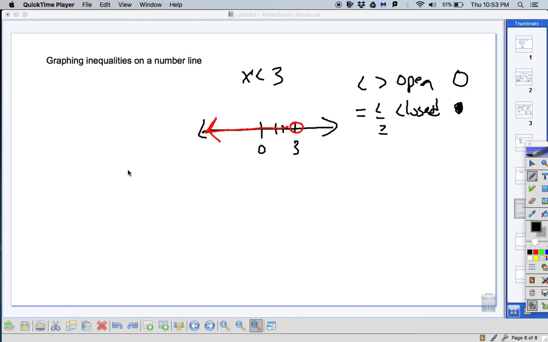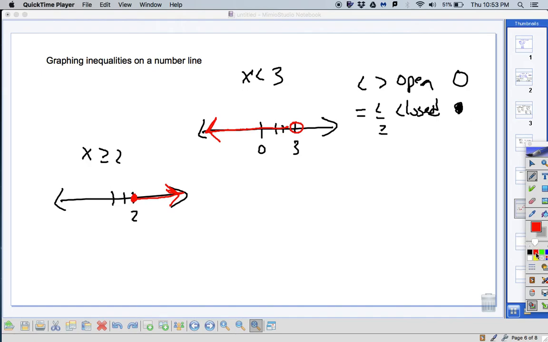Now let's say that I have something like x is greater than or equal to 2. So here I'm going to go to 2 on the number line. Because it's the "or equal to," we're going to have a closed circle, so we're going to fill it in. And the greater than numbers are going to be on the right, so they would be over here. So this is the graph of x is greater than or equal to 2.